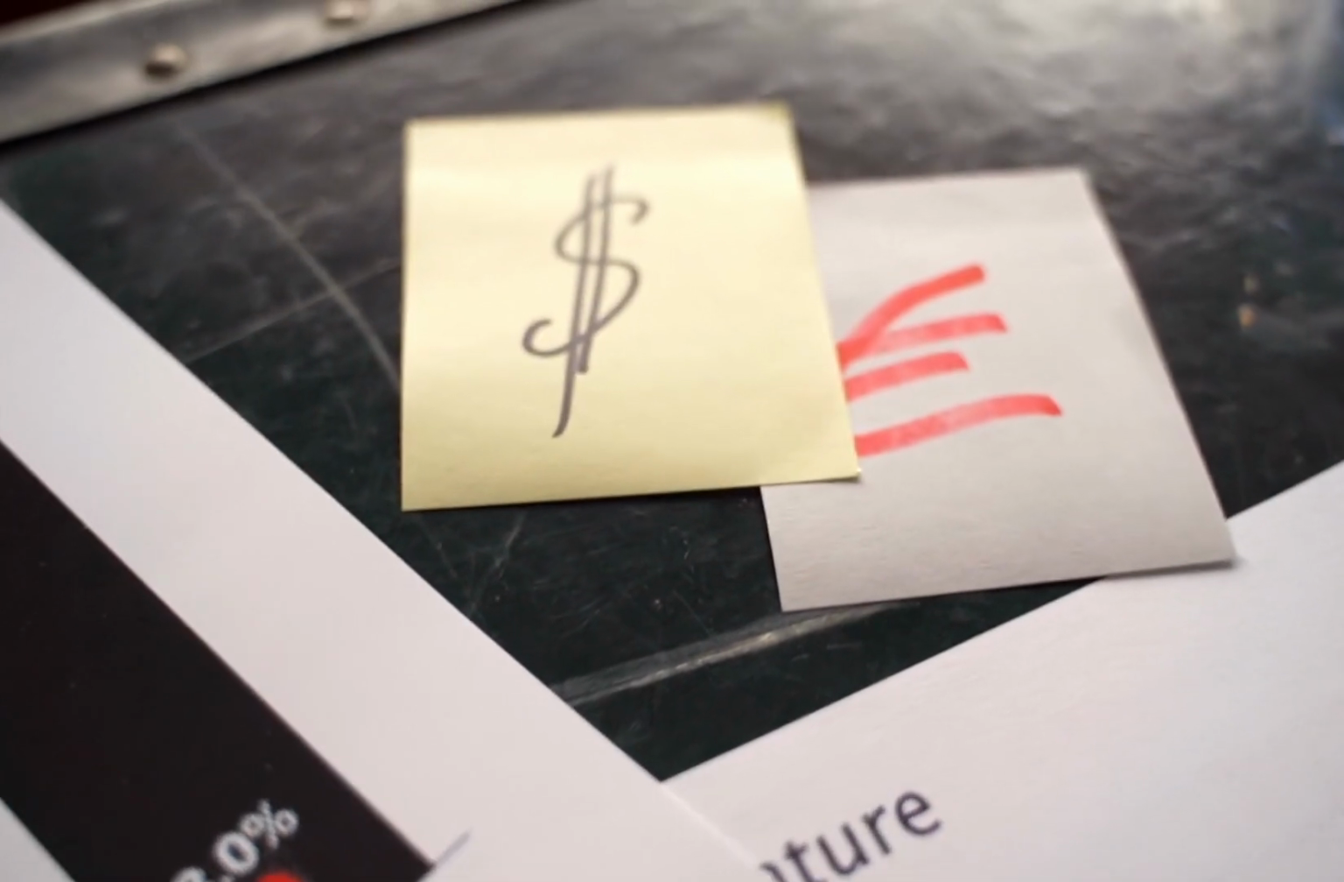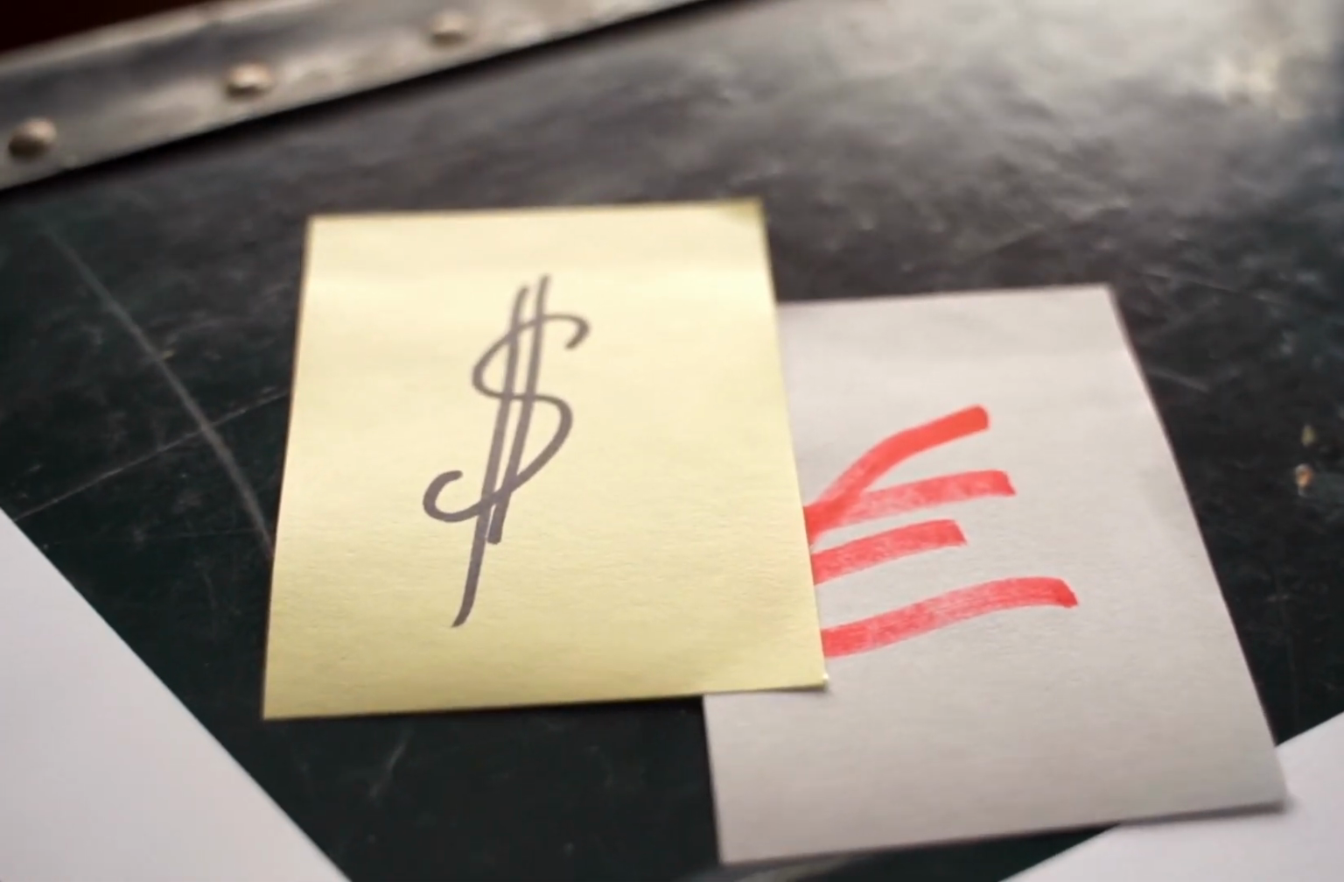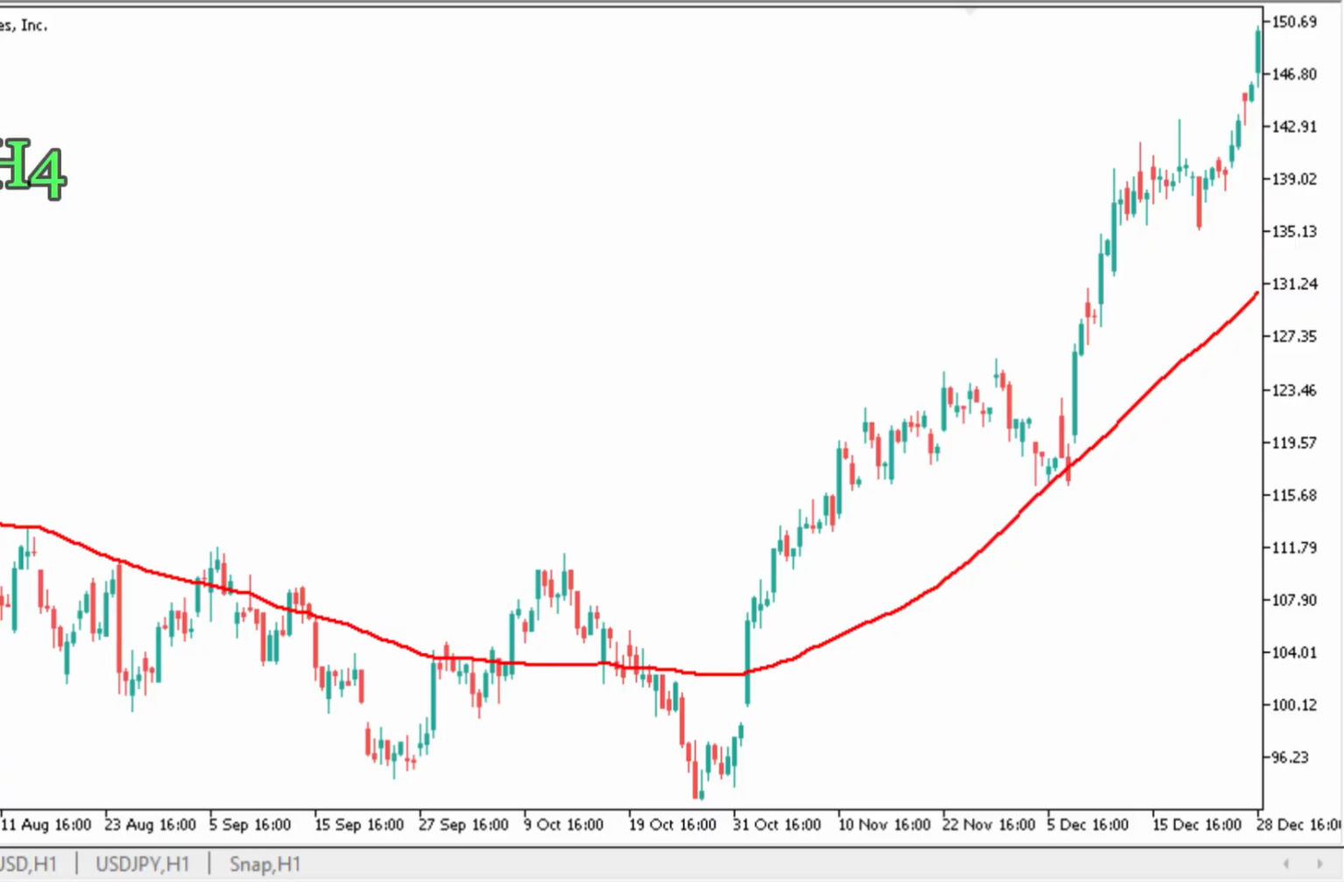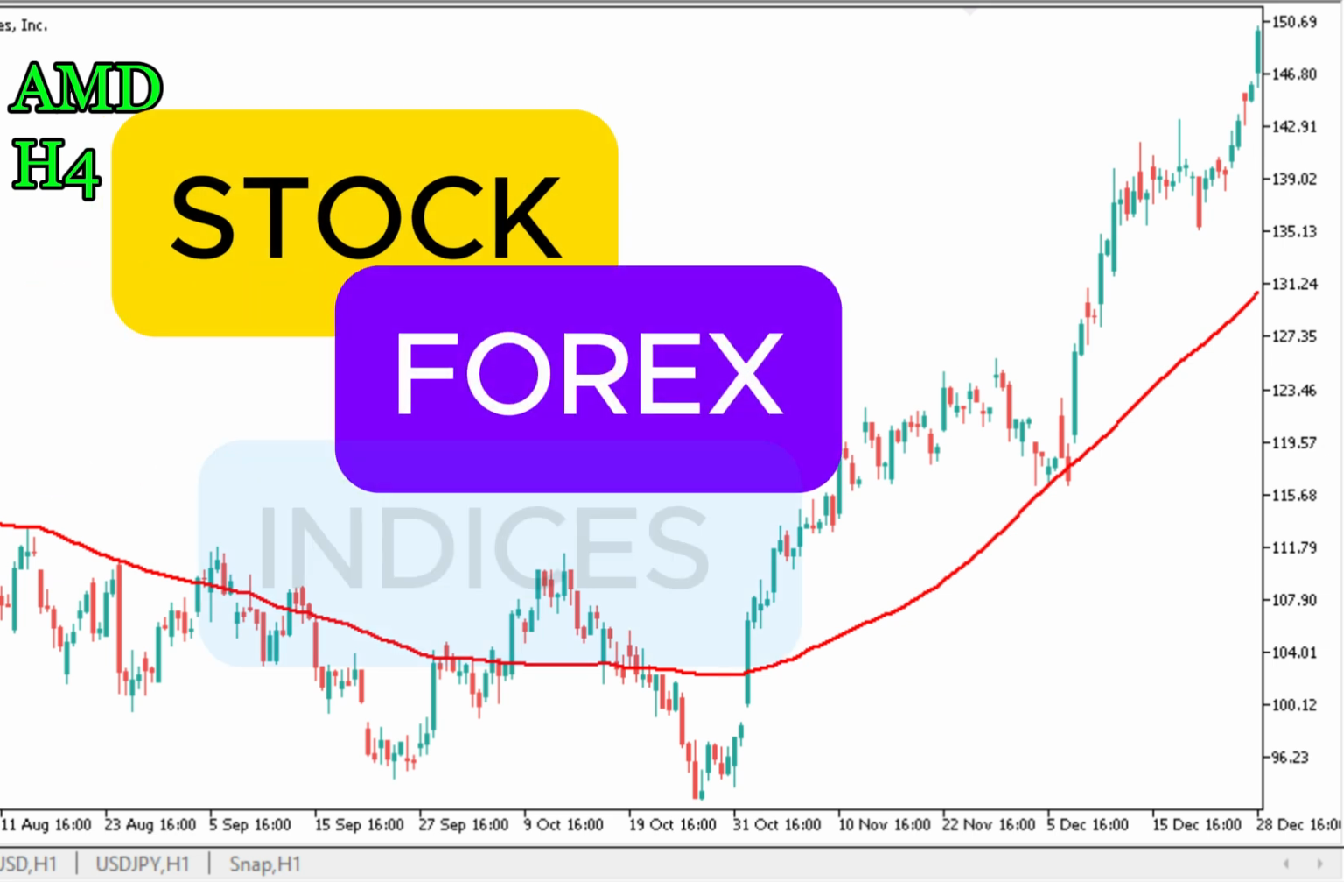We shall start with a bullish example. Alright guys, let's load our first chart. Okay, this is an H4 chart for AMD Corporation. Guys, it should be noted that this indicator plus the strategy will work perfectly in any market, including the stock market, forex market, and even indices.